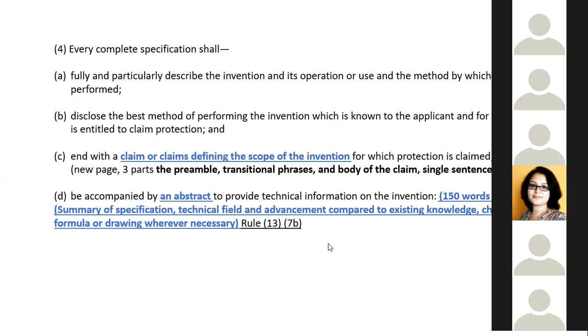Madam. Yes. Already we are supplementing with drawings. And in the abstract, do we again have to give drawings or refer to the drawing?